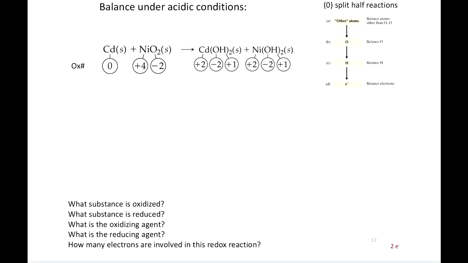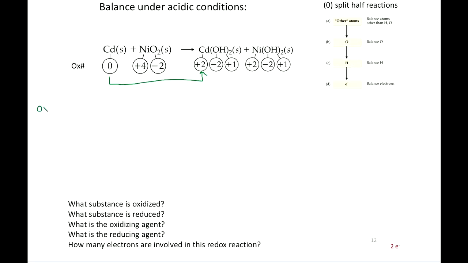We have cadmium solid reacting with nickel 4 oxide to give cadmium hydroxide and nickel hydroxide. I already did the first step for you, which is getting the oxidation numbers of our atoms. They're under the atoms themselves. This is how I like to go about this: I assign the oxidation numbers, then I track to see that cadmium 0 is becoming cadmium 2+. So cadmium is being what?